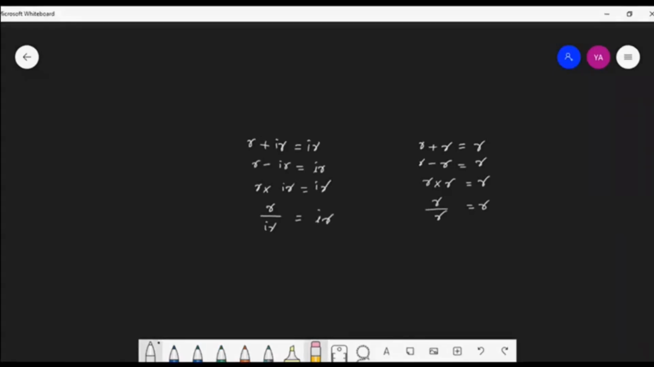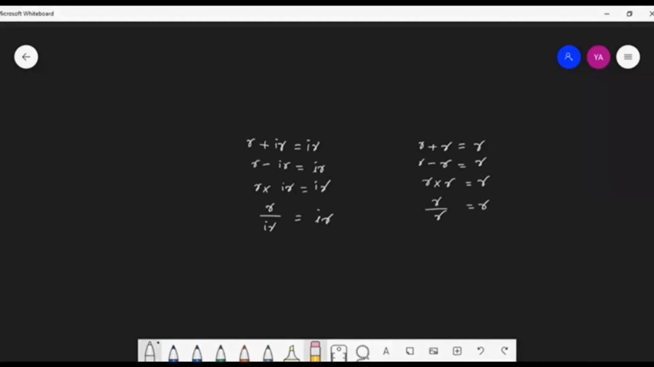But here for multiplication and division, r cannot be 0. If r is equal to 0, then we will get a rational, right? So rational into irrational is irrational except for r is equal to 0. Same way, rational divided by irrational is irrational except for r is equal to 0.